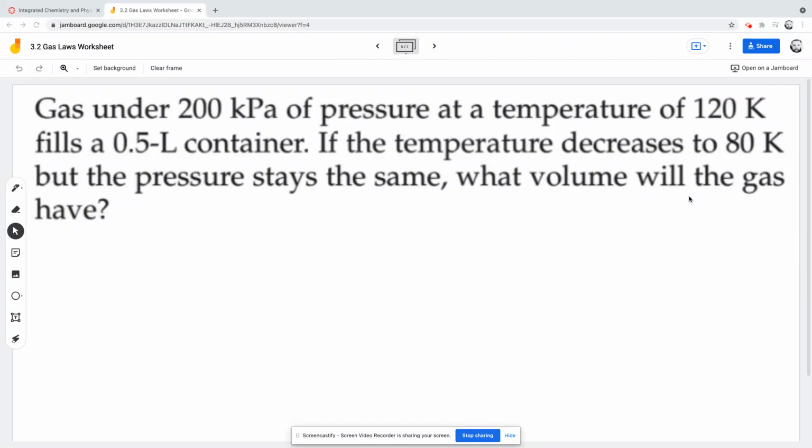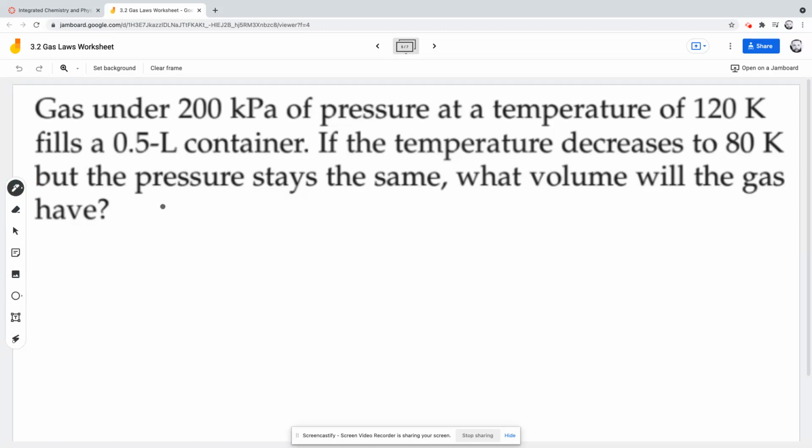Okay, so now this one says that a gas under 200 kilopascal of pressure at a temperature of 120 Kelvin fills a 0.5 liter container. If the temperature decreases to 80 Kelvin, but the pressure stays the same, what will the volume of the gas be? So let's list what they tell us, okay?